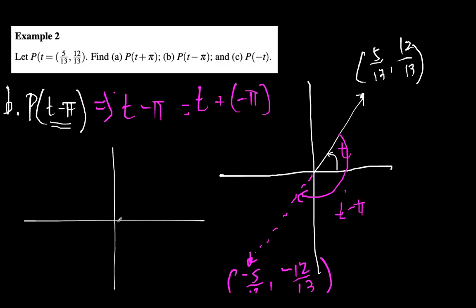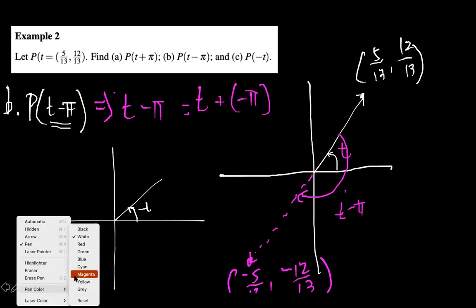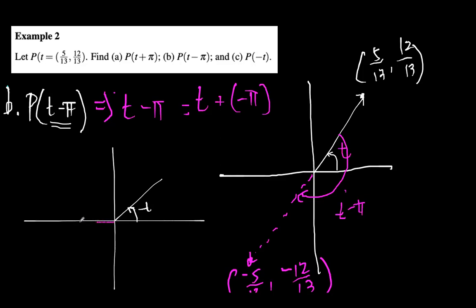Okay. So, ito yung T natin. This is our angle T. Alright? Tapos, sabi dito, may negative pi. Ang negative pi natin ay ito. Ito yung negative pi natin, di ba? Starting from the initial position. So, this is our negative pi.